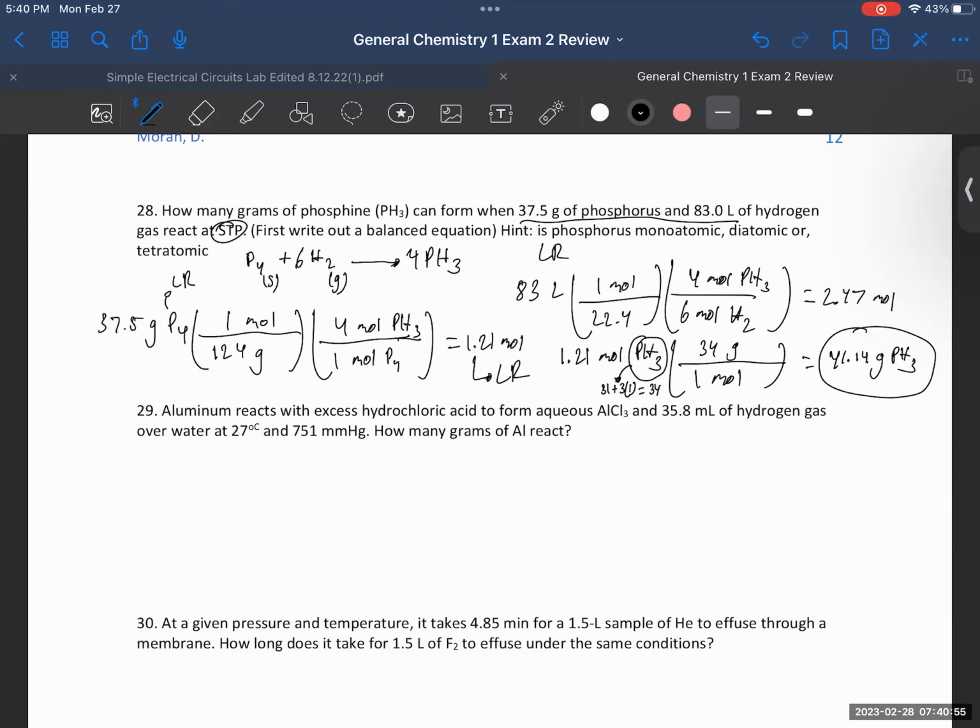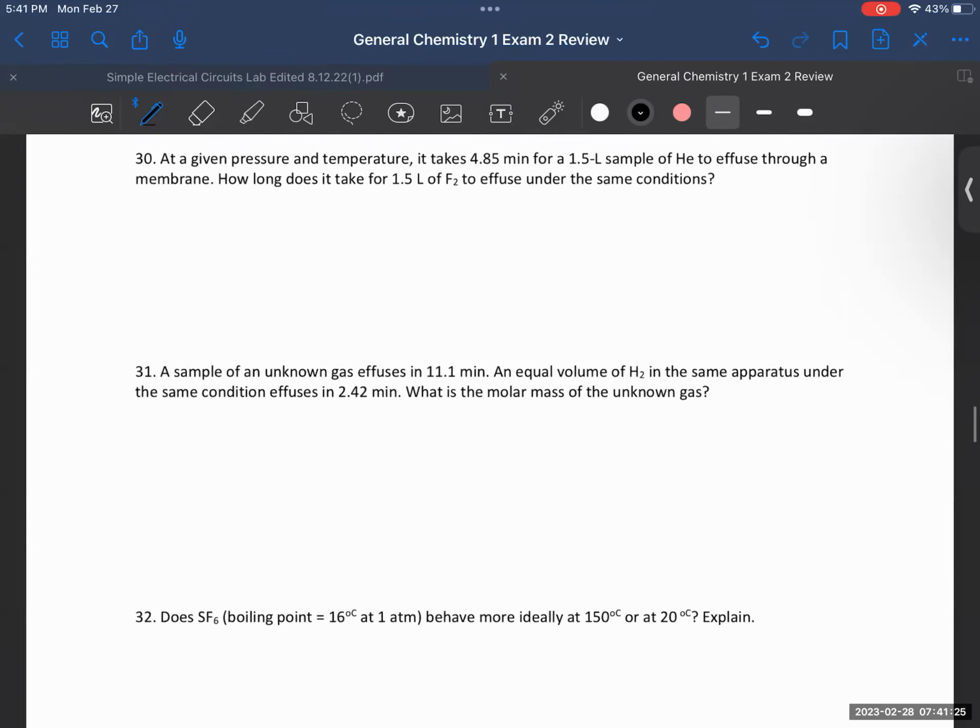Any more questions? All right, we're gonna do something real quick. We're gonna skip 29. And that'll be the first one we go over on Thursday, just because it's more of a complex problem. Notice here how it says aluminum reacts with excess hydrochloric acid to form aqueous AlCl3 and 35.8 milliliters of hydrogen gas over water. The over water part sort of complicates it because you have to take into account the pressure of the water. So basically, we're gonna skip that and move on to 30.